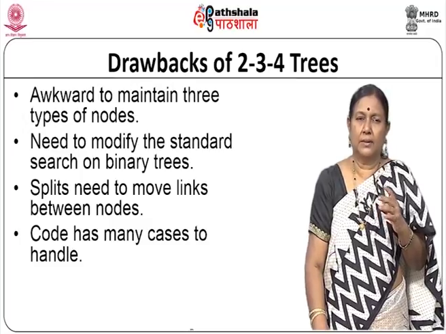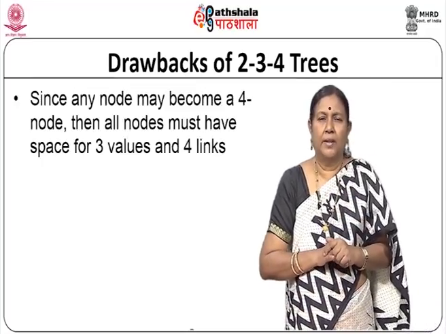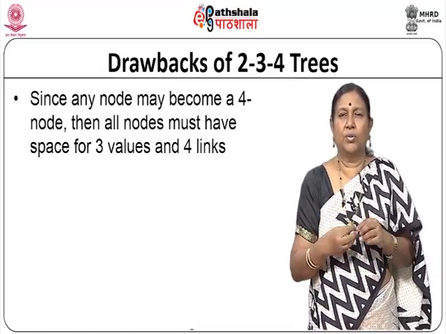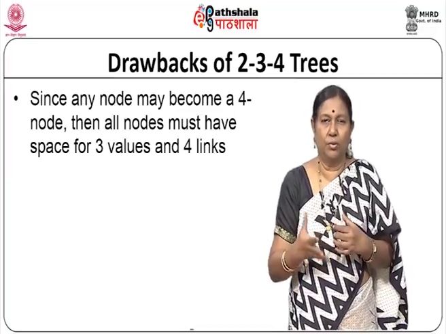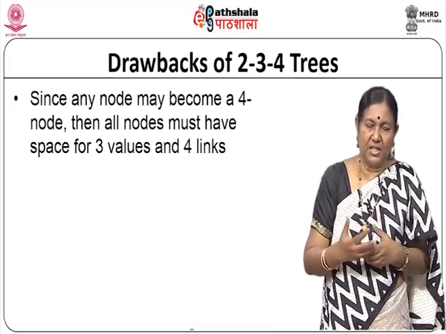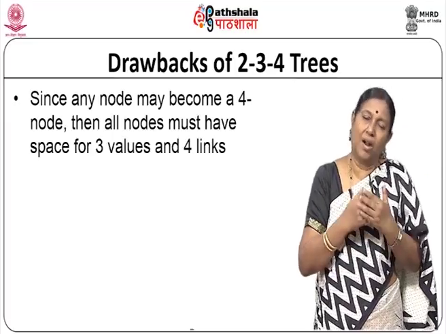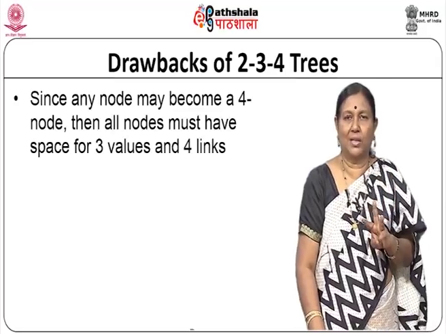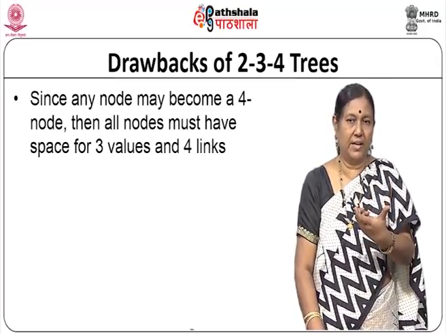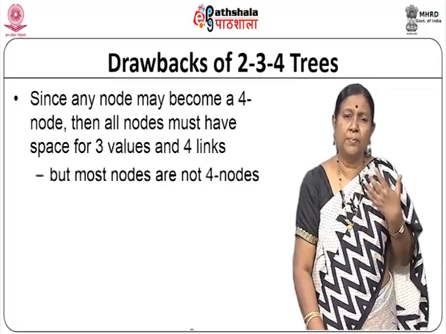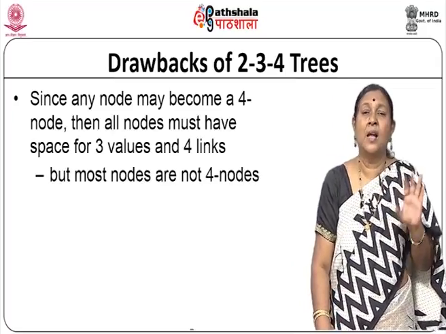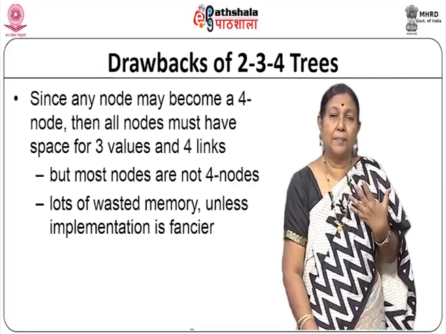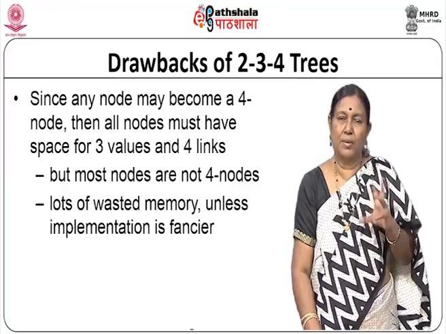Okay. And since any node may become a 4 node, all nodes must have space for 3 values and their links. It is not that 2 nodes have less space and 3 nodes have less space, no, because when we are doing an operation, any of the nodes can become 4 nodes. So, all the nodes must be ready to be a 4 node. So, you should have place for 3 values and 4 links, because any 4 node has to have 3 values and 4 links. But most cases, even though we maintain it like this, are not 4 nodes, right. So, what happens? Lots of wasted memory.